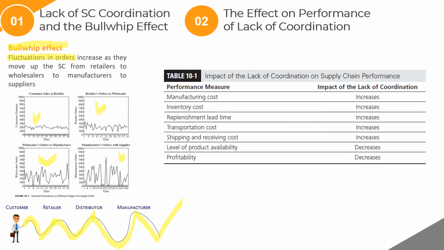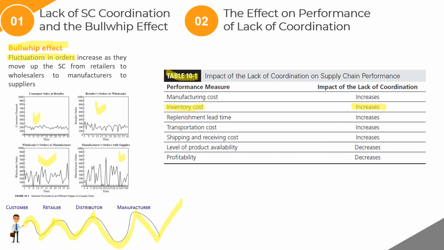And then this is the effect on performance of lack of coordination, as you can see in Table 10.1. For example, in the inventory cost, due to the lack of coordination, the inventory cost may be increased because to handle the increased variability in demand, the firm must carry a higher level of inventory. That's why the inventory cost may be increased.